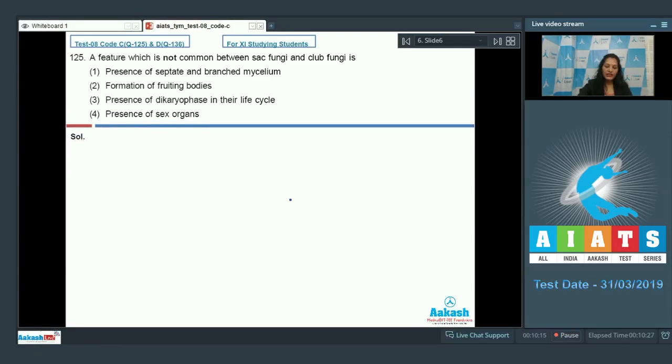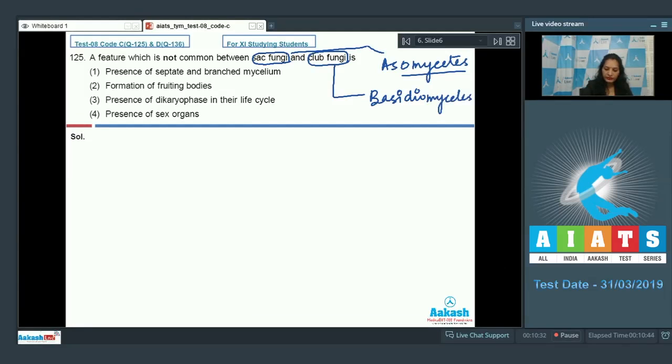What are sac fungi? Sac fungi are ascomycetes. And what about the club fungi? They are basidiomycetes. So the feature which is not common about the ascomycetes and the basidiomycetes is presence of septate and branched mycelium?